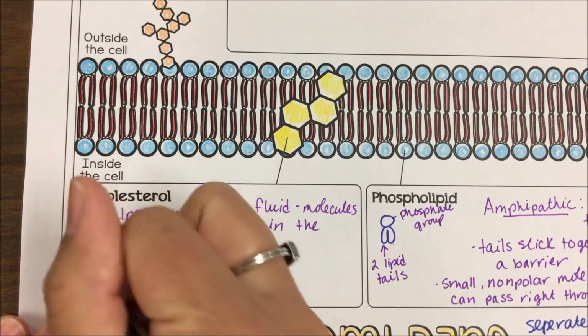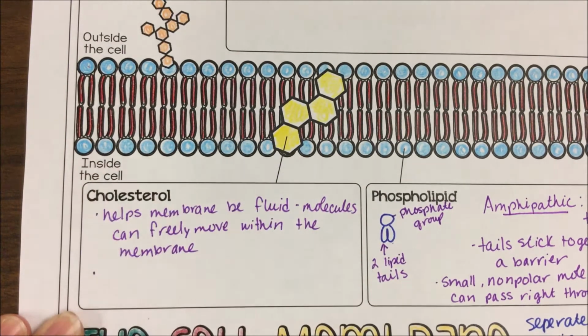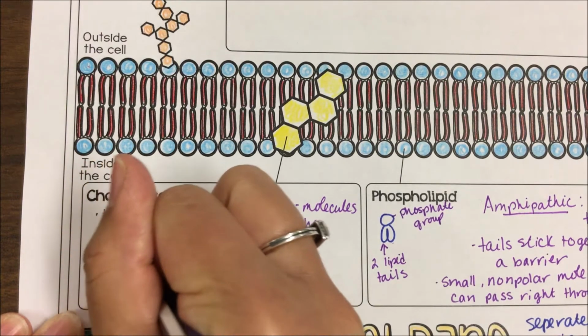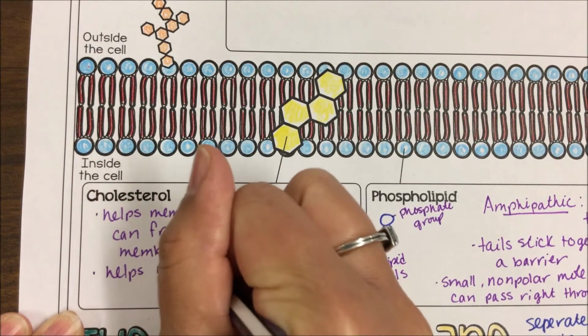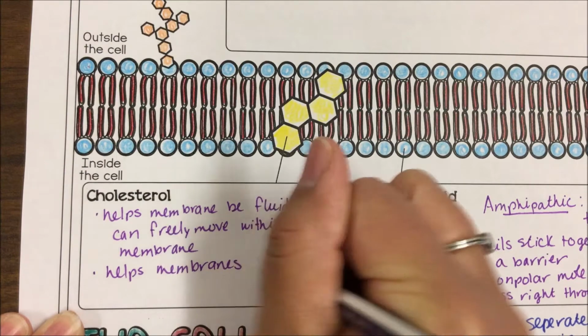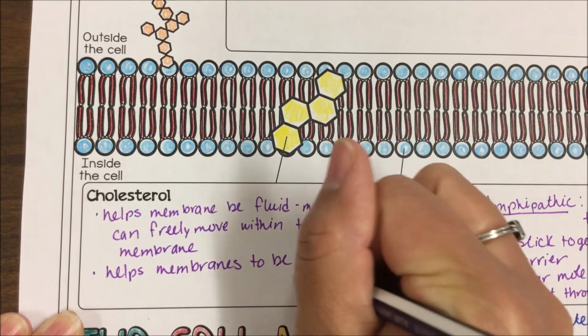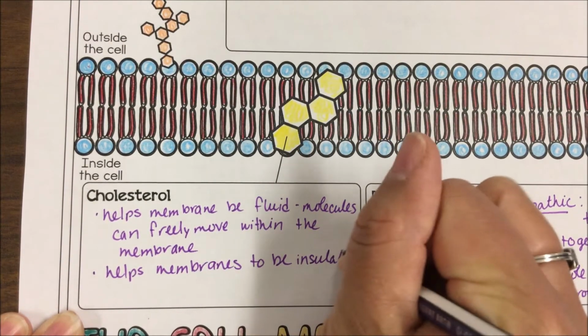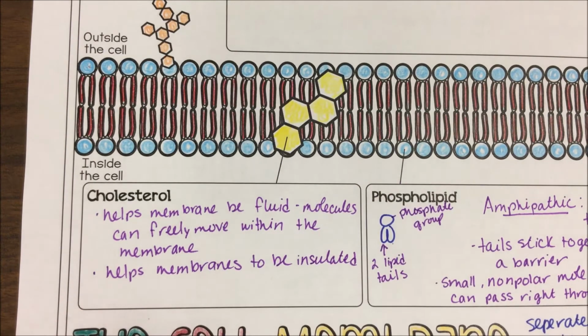And not only that, cholesterol helps your membranes to be insulated. So what that means is whenever it gets too cold, your membrane's not going to freeze. And then when it gets too hot, it keeps everything together. And so it's not going to become too fluid. So all of that is because of the cholesterol that's there.